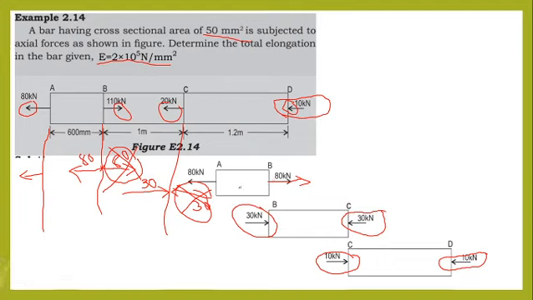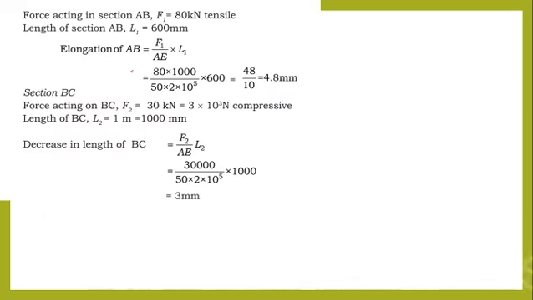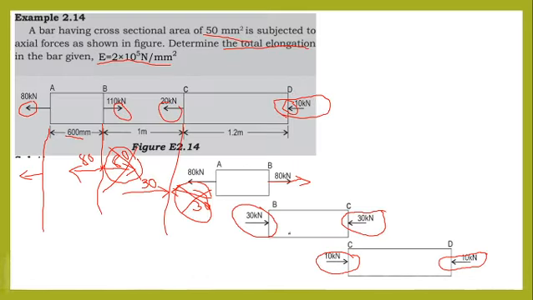Okay. The next thing we have to calculate is the total elongation. So we will be using the equation PL by AE. So we will be analyzing the sections one by one. For the first section, PL divided by AE, P is equal to 80 kilonewton, length is equal to 600 mm. Area of cross section they have given as 50 millimeter square, and E is given as 200/5. So we got the elongation of the first section equal to 80 into 600 divided by 50 into 200/5, which is equal to 4.8. For the next section, BC, again PL by AE.